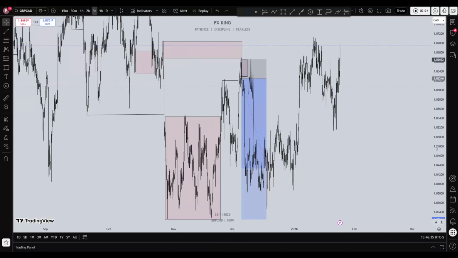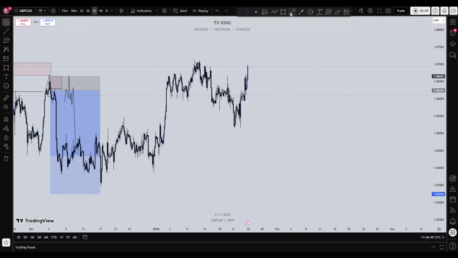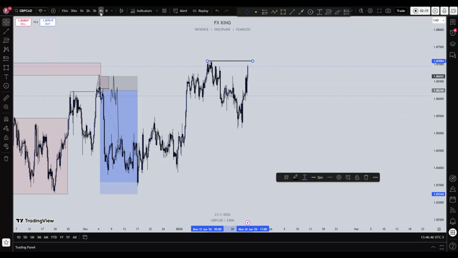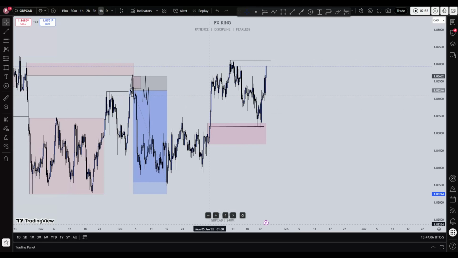So basically on GBPCAD, it's in an uptrend. We are also expecting it to take out this high. We are expecting GBPCAD to take out this high as soon as possible. We had the market react from an order flow here. So this is our order flow. This market reacted from this order flow and it's currently buying.